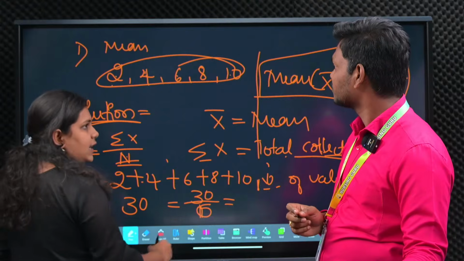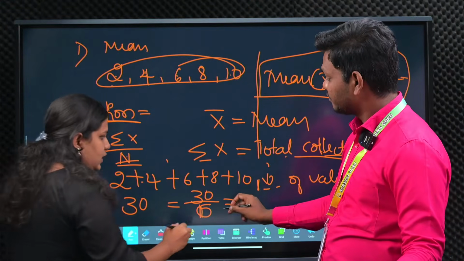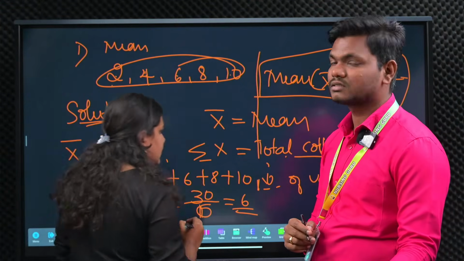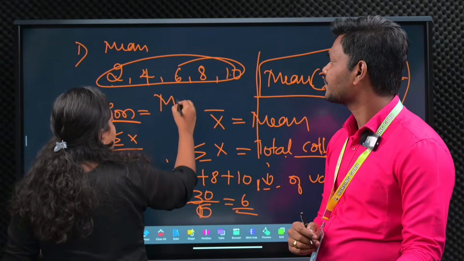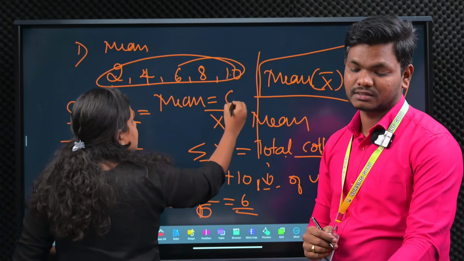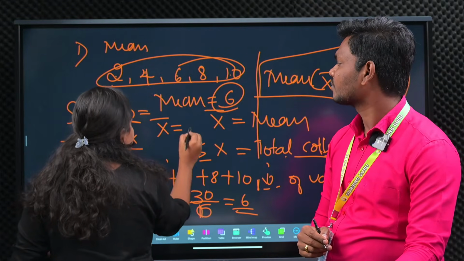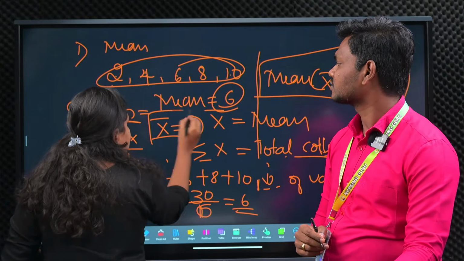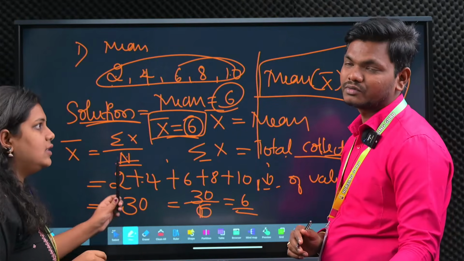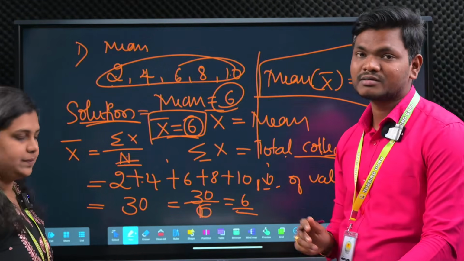30 divided by 5. Okay, that is the answer, 6. So the mean of this problem is what? 6. It's your mean, or you can write it as x bar is equal to 6. This is how you have to present your solution. Okay, so that is the simple technique of mean.